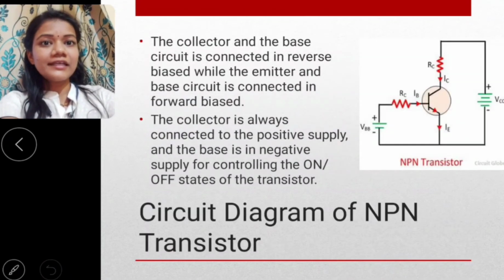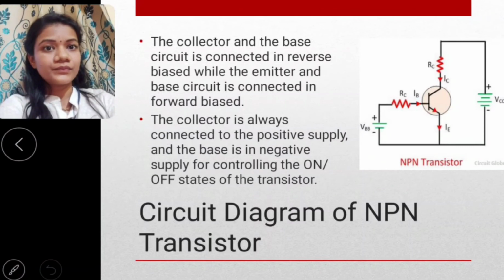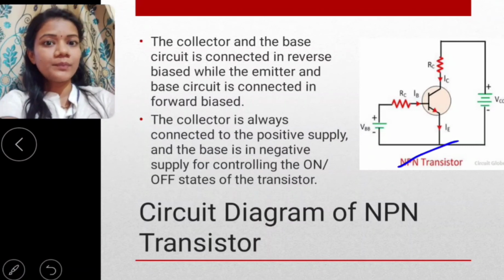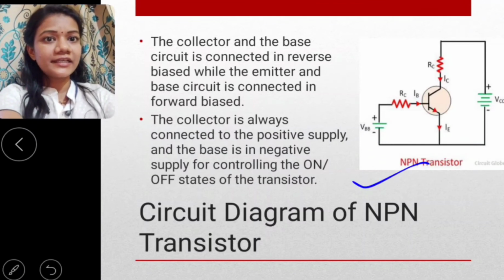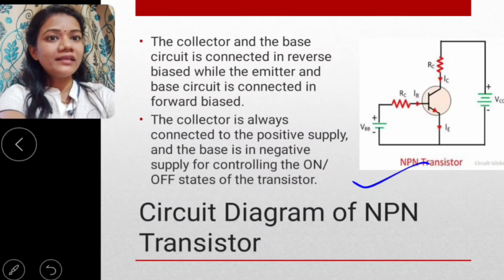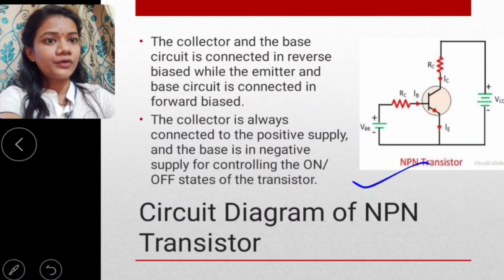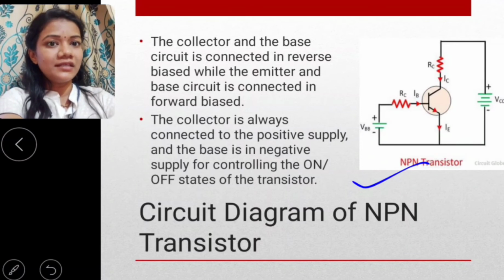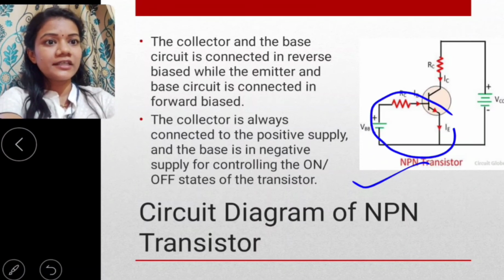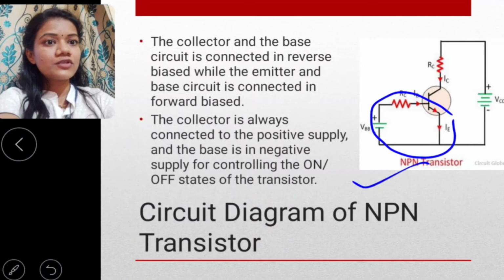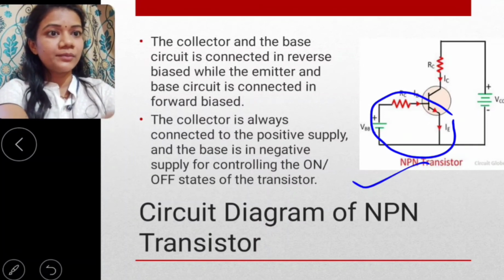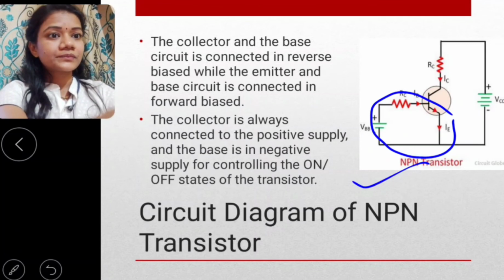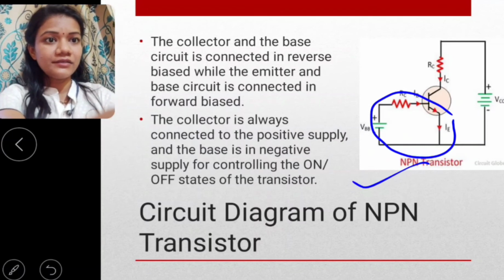So this is the circuit diagram of NPN transistor. The collector and the base circuit is connected in reverse bias, while the emitter and base circuit is connected in forward bias. So now we are seeing the emitter and base circuit is connected as forward bias, because positive supply is given to the positive terminal and negative supply is given to the negative terminal, while your collector and base circuit is connected in reverse bias.